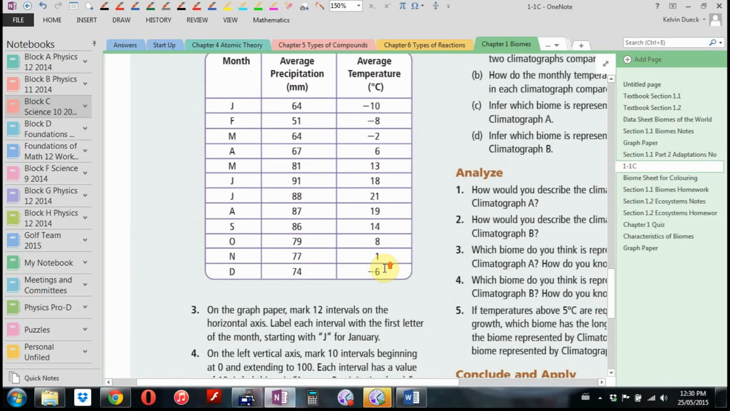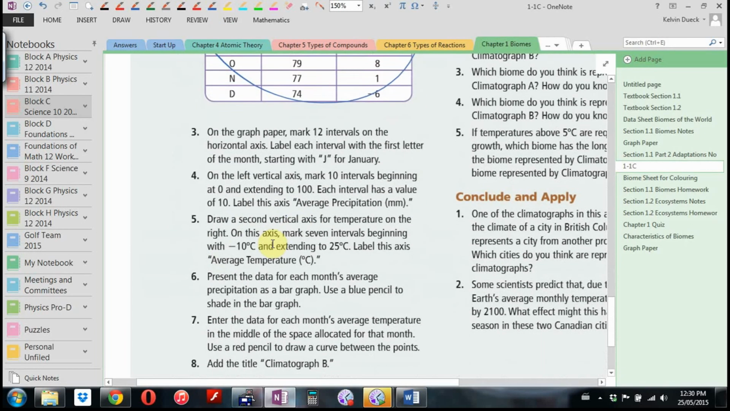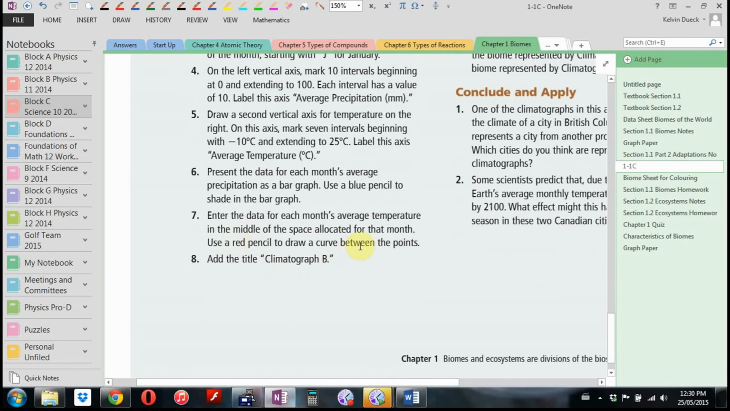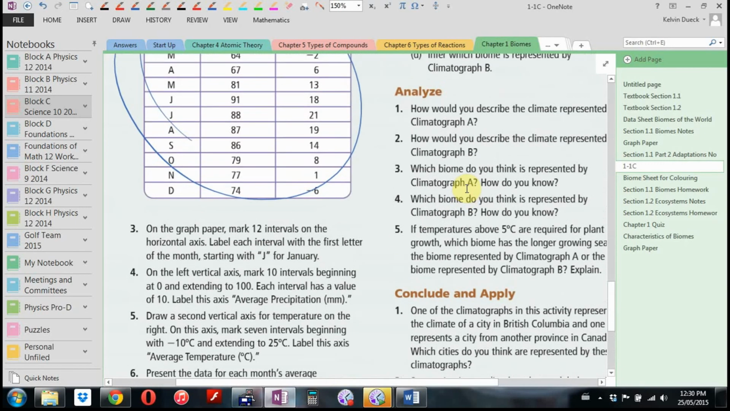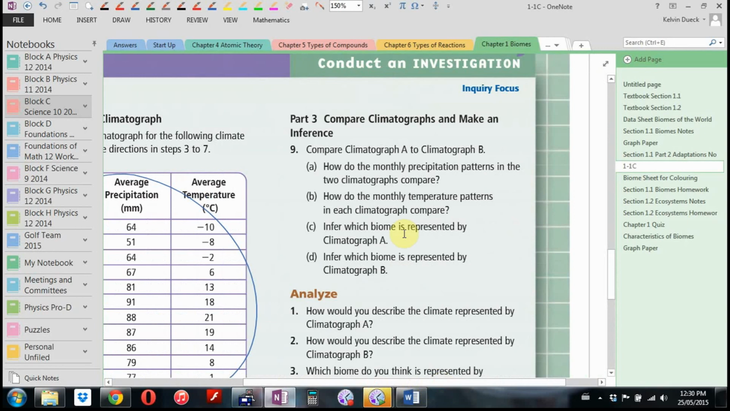Then you're going to graph this very, very carefully. Present the data. Use a blue pencil to shade in the bar graph. I got pencil crayons here. Use a red pencil to draw the curve. Add the title, Climatograph B. And then you're going to answer part 3 on the back of the graph paper as well.